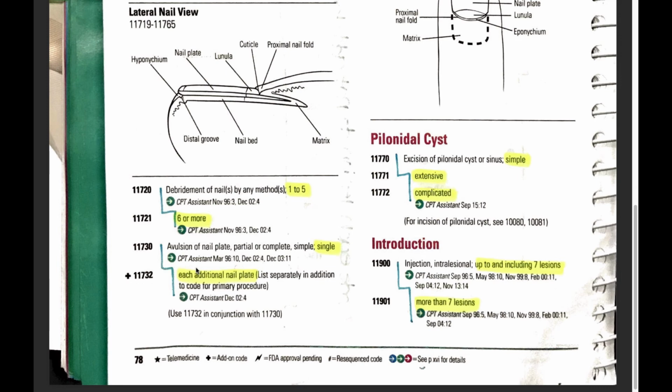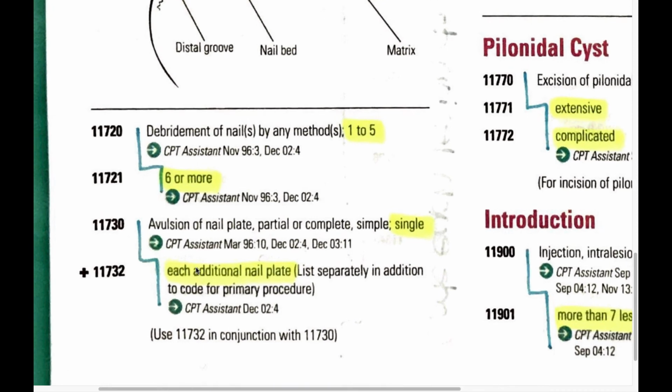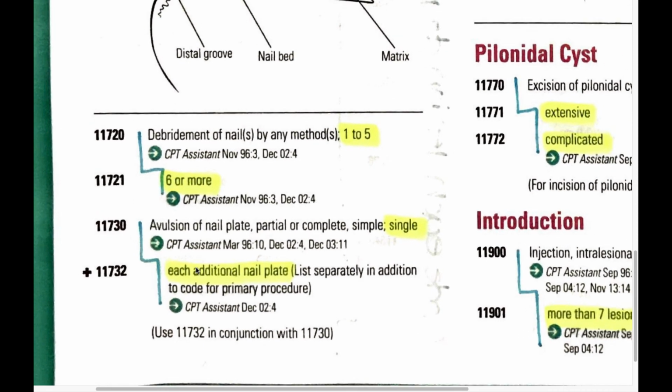11721 would be coded if it was 6 or more. Commonly, people get ingrown toenails, and they need to do an avulsion of the nail plate. 11730 is avulsion of nail plate, partial or complete, simple, single. There's an add-on code underneath it for each additional nail plate.